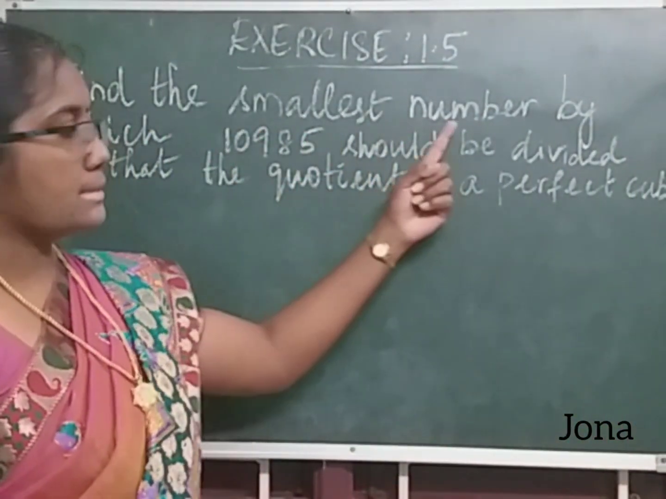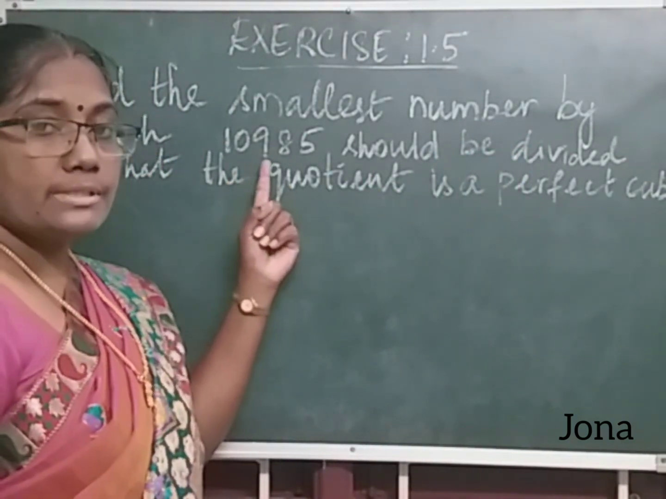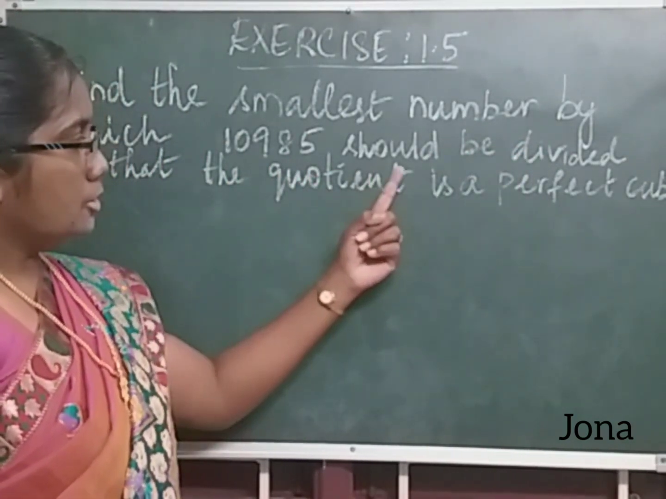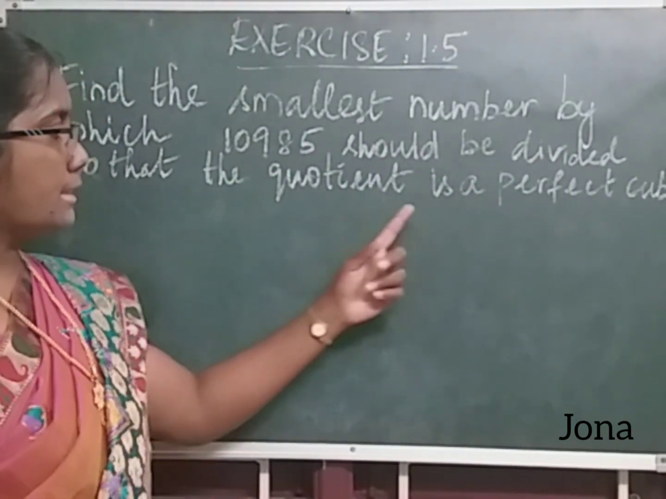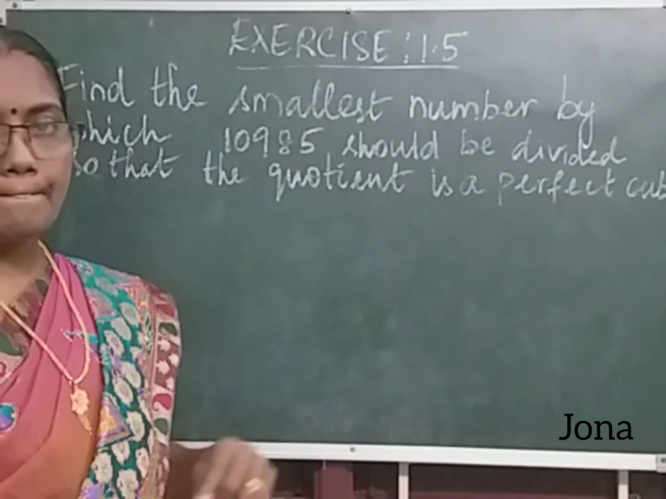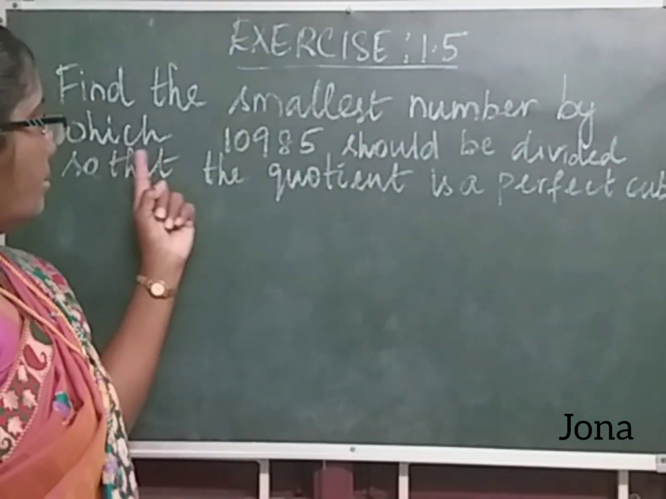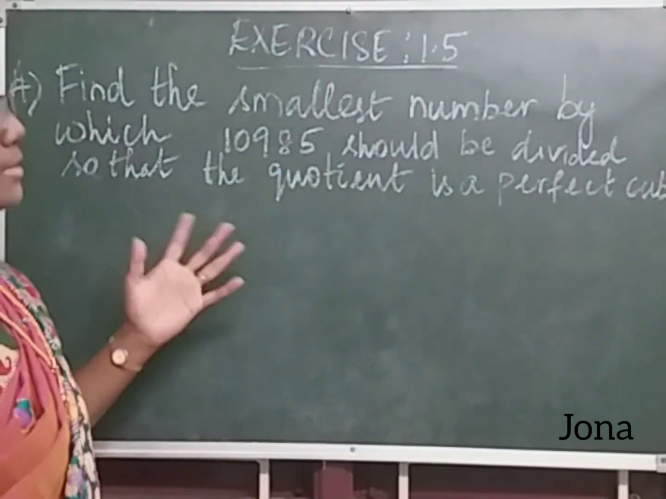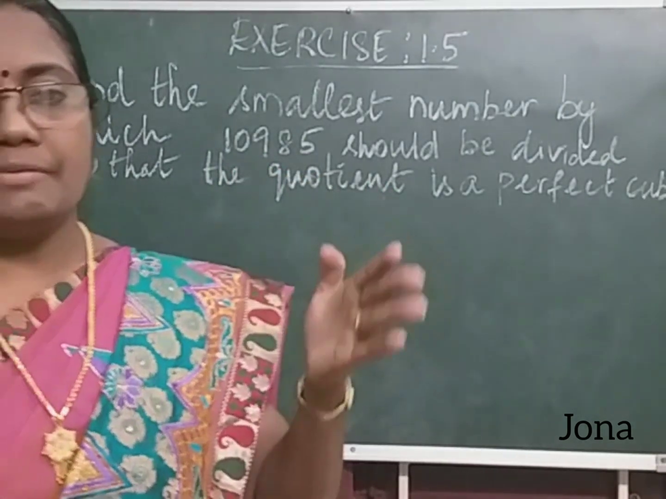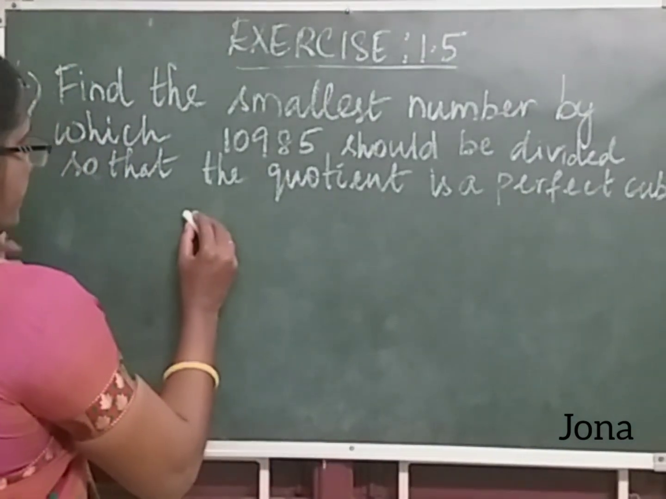Fourth sum. Find the smallest number by which 10,985 should be divided so that the quotient is a perfect cube. We have to find the smallest number by which this one should be divided. So as usual we want to divide the numbers by the same method.